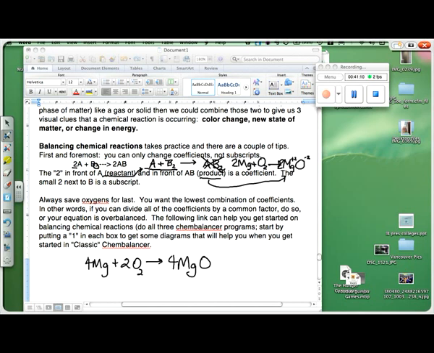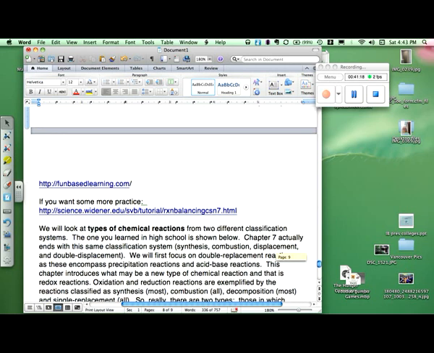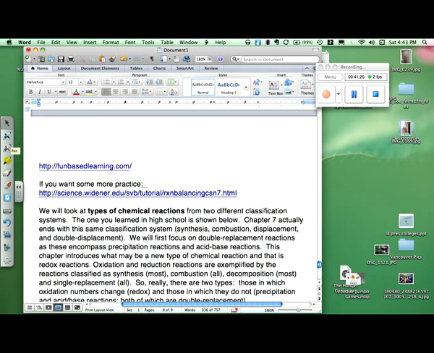So we're going to go to this ChemBalancer program that I've used a lot, and it's going to help you get started if you've never done this before. If you need more practice, it's an excellent place to start. So we're going to go to this link right here.